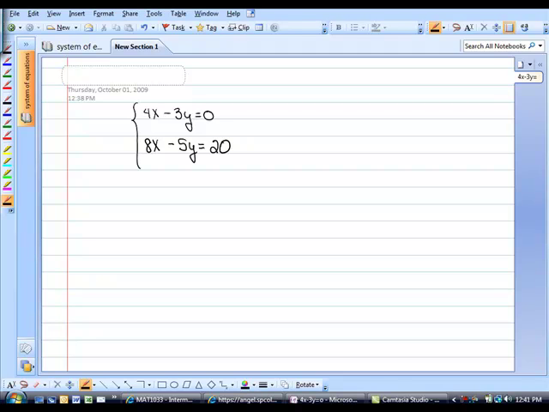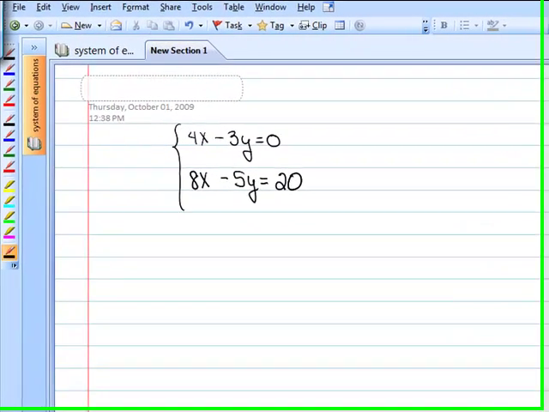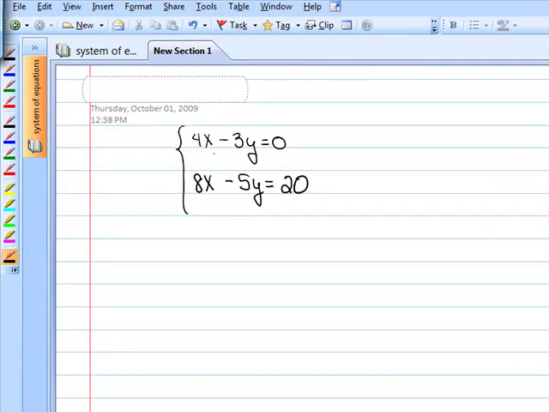Okay, in the elimination method, your goal is to eliminate one of the variables, and you can pick either one. So if you decide to select the x's to eliminate, notice if you add them up right now, you would have 12 x's, which doesn't eliminate them. So what you want to do is multiply the top equation by some number so that when you add it to the second equation, the variable drops out.